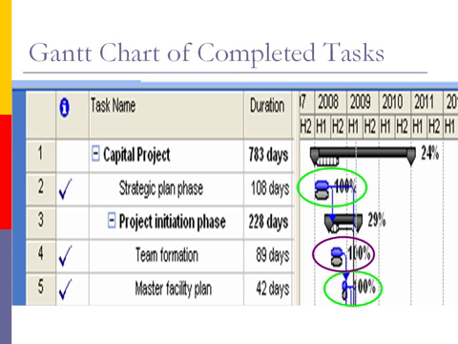Here is a focused view of the same Gantt chart, but just looking at the activities that have been completed to date. Circled in green, the strategic plan phase and the master facility were completed ahead of schedule, as the blue line indicating the actual activity duration is shorter than the gray line indicating the planned baseline duration in both cases. Circled in purple, the actual duration of team formation took longer than the baseline duration, since the blue line covers a greater length than the corresponding gray length.